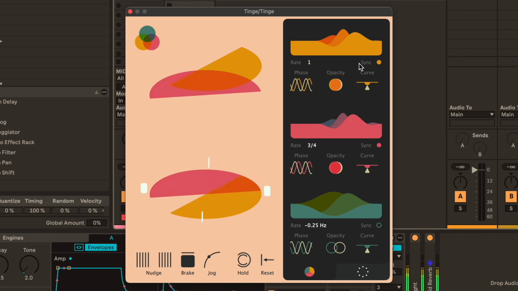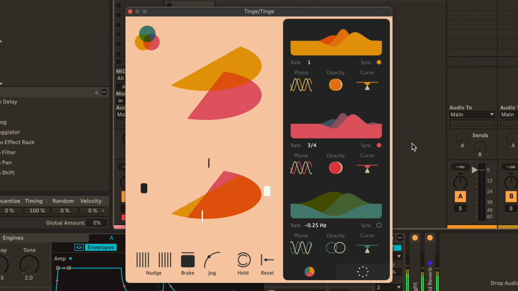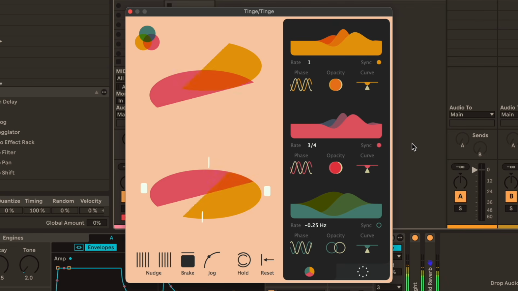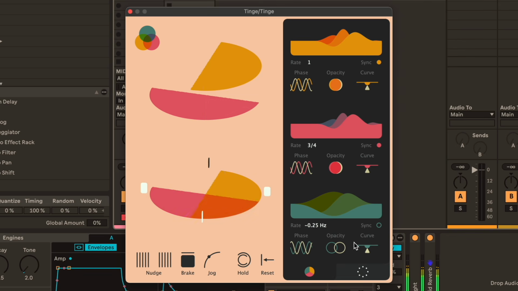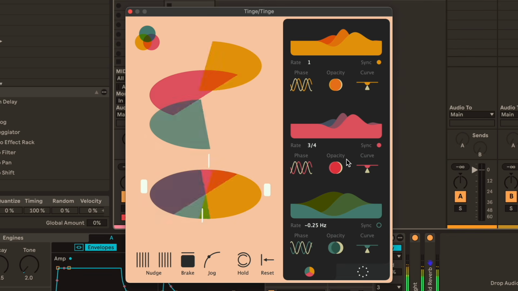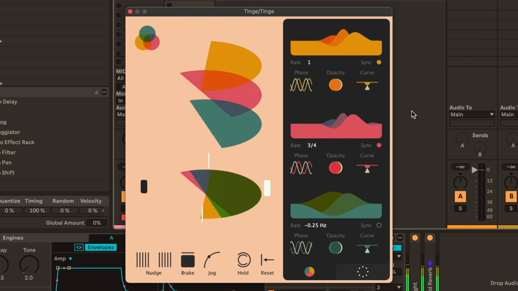Let's introduce the second spinner. You hear when the colors overlap, you hear a higher MPE value. With the third spinner, Tinge is many rhythms at once.